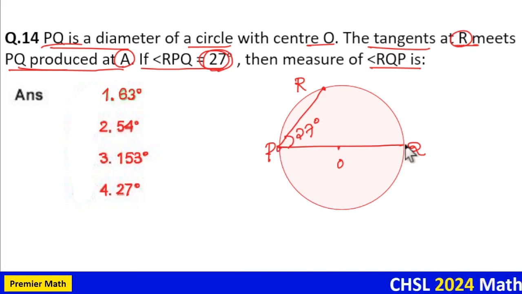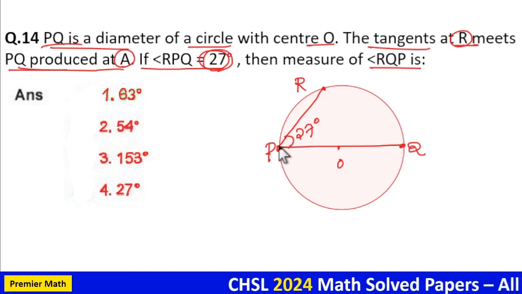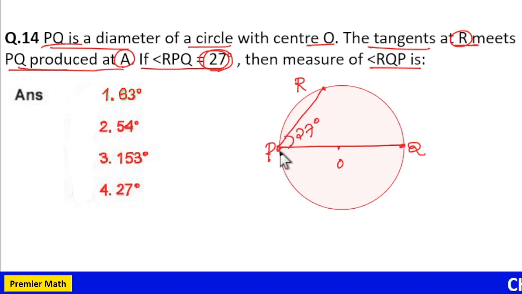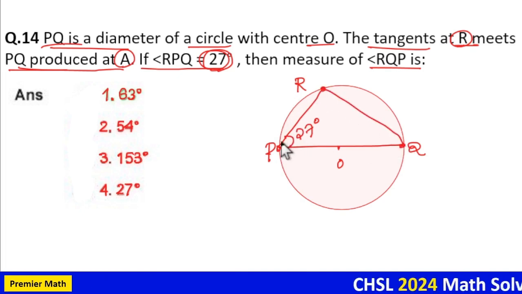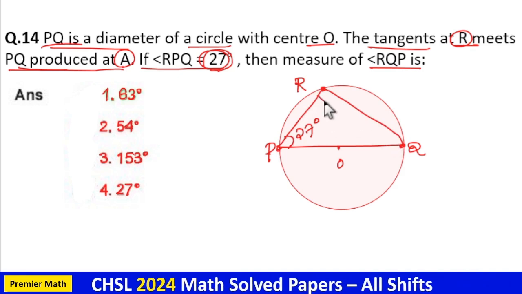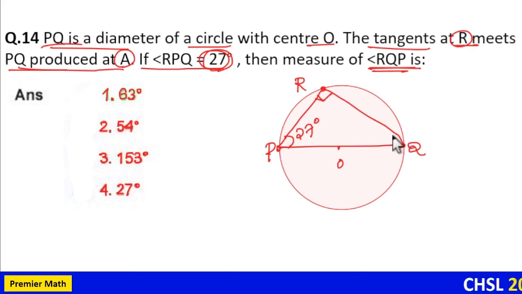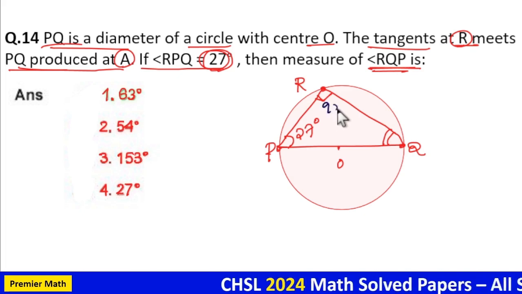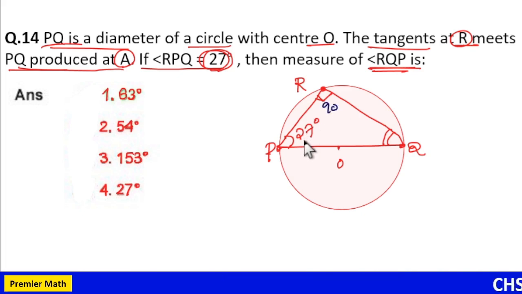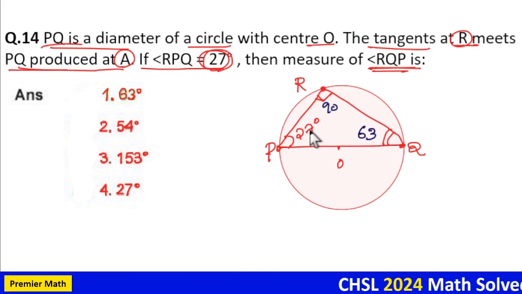Then you can see this is diameter PQ. So a diameter creates a 90 degree angle with any point on the circumference of the circle. Which means this point R is on the circumference, so this angle PRQ is 90 degrees. If PRQ is 90 degrees, we need to find RQP. That is this angle. If this is 90, 90 plus 27 is equal to 117. So the remaining will be 63 degrees. So option 1 is your answer.